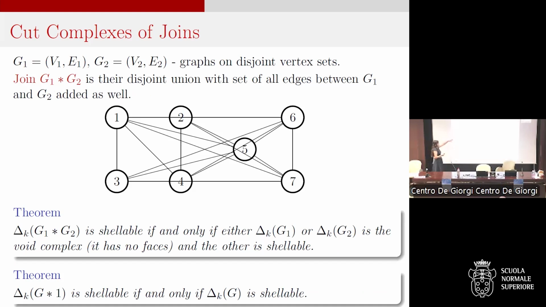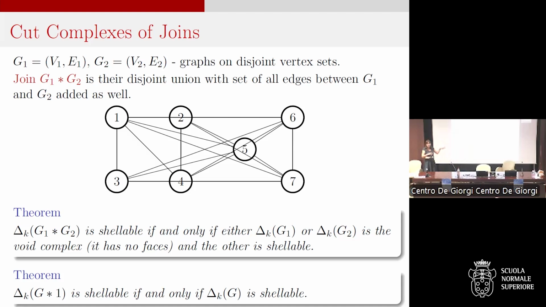It's just, we have two graphs, like this part 1, 2, 3, 4 and the rest, and then we connect every vertex from this part to every vertex from the other part. And how does this behave? Well, we prove that delta k of a join is shellable if and only if one of them is void, has no faces, and the other is shellable. Well, void is not something we would think of at first. But for example, the cut complex of a complete graph is void, right? Whatever you take out, nothing is going to be disconnected.